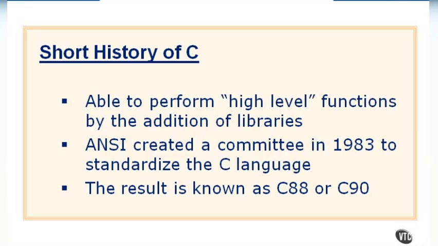More and more government work being done in C required that there had to be a C standard to get the government contracts. So ANSI created a committee in 1983 that its whole goal was to standardize the C language. Well, they worked on that for quite a while, and the result was finally achieved in 1988, and that resulting ANSI C standard is known as C88.